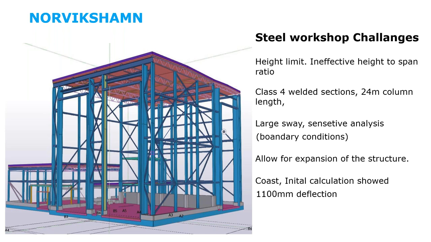Another thing about this structure, this is maybe a slightly outdated picture. This is not exactly how it looks, but it's pretty much so. One thing is that this structure is supposed to allow for expansion in the future, so it's supposed to be able to grow deeper, and we should allow for that in the design. And of course, this is located on the coast. A big problem was that we had huge coastal winds, which in the initial calculations showed 1 meter of sway, 1 meter deformation at the top of the columns. This is one of the challenges that I faced.